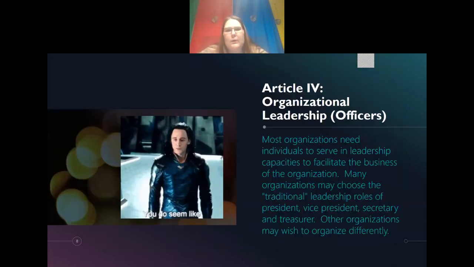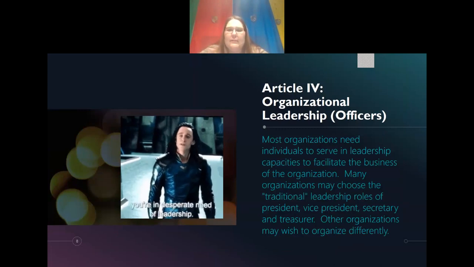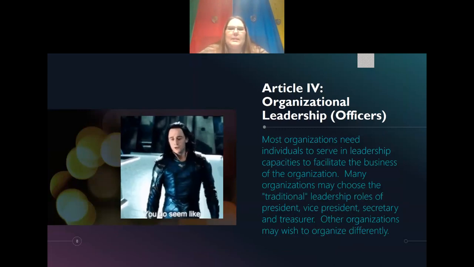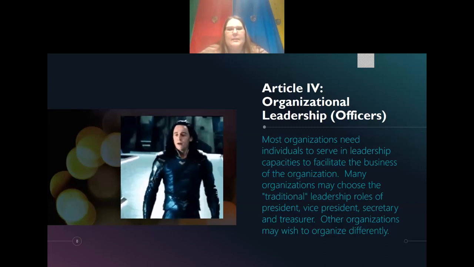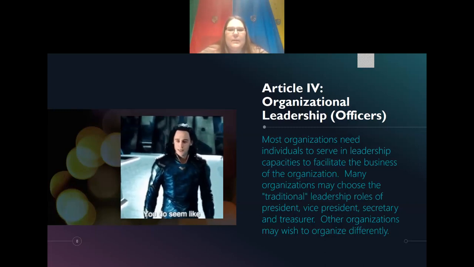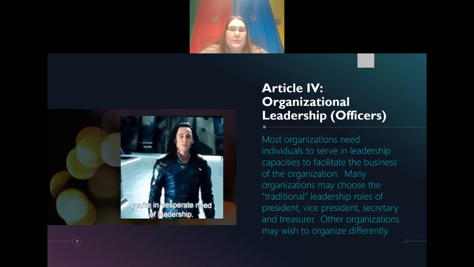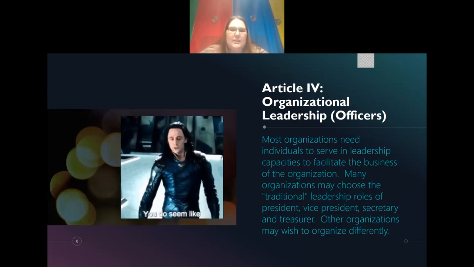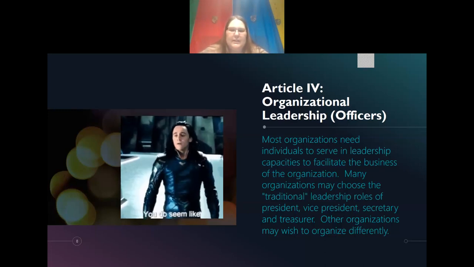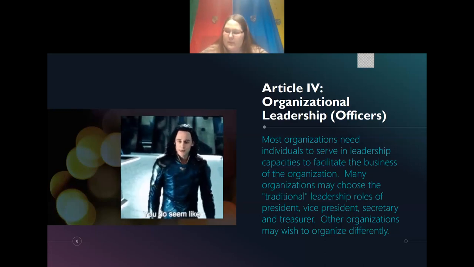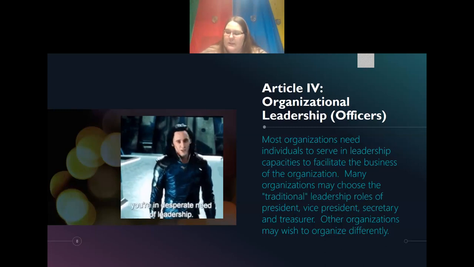Moving into Article 4, organizational leadership or officers. Most organizations need individuals to serve in leadership capacities and facilitate the business of the organization. Many organizations may choose the traditional leadership roles like president, vice president, secretary, or treasurer. Other organizations may choose differently. So for here, there are a few things you want to consider.